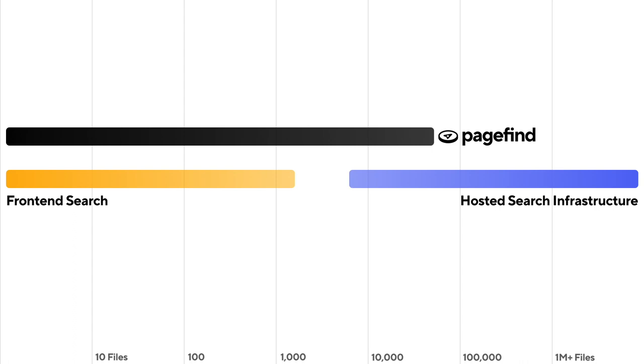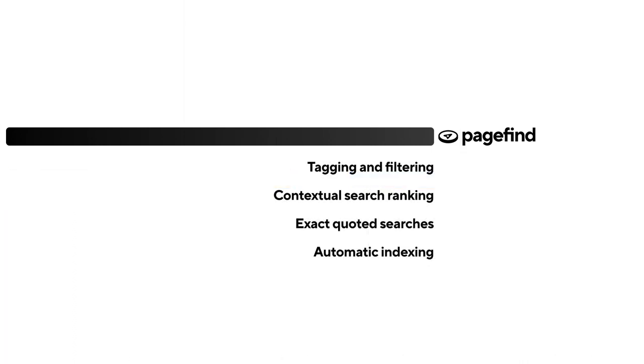We have also built in some great features that we often need and want. Pagefind can handle tagging content and filtering alongside search, as well as contextual searches and even quoting exact phrases out of the box. I'll dive into how this is achieved a little later, but first I'll show you the process of setting up Pagefind on a static site.